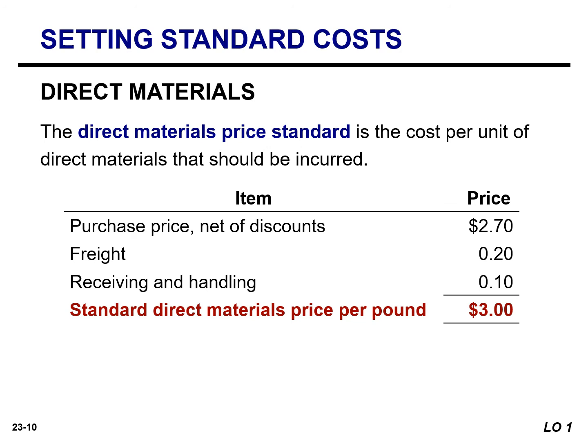The direct materials price standard is the cost per unit of direct materials that should be incurred. This standard is based on the purchasing department's best estimate of the cost of raw materials. The cost is frequently based on current purchase price. The price standard also includes an amount for related costs such as receiving, storing, and handling. The material price standard per pound of material is $3.